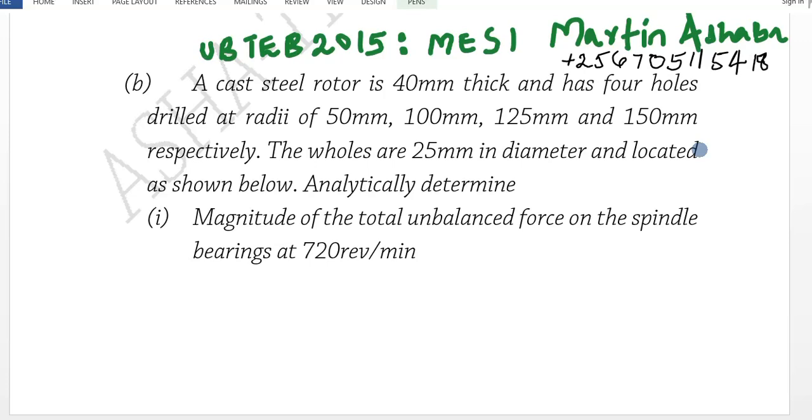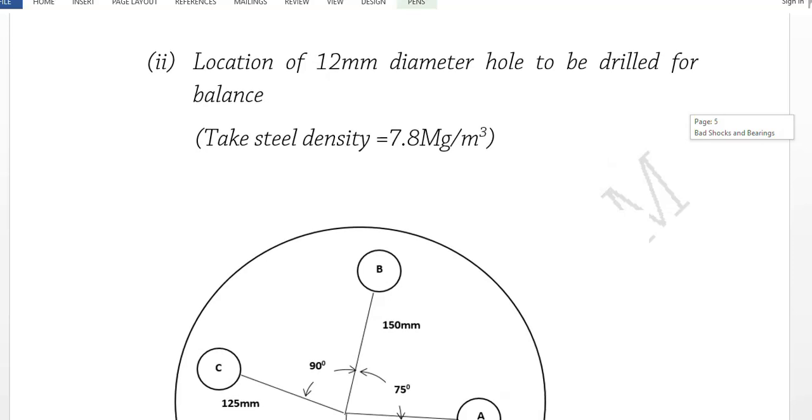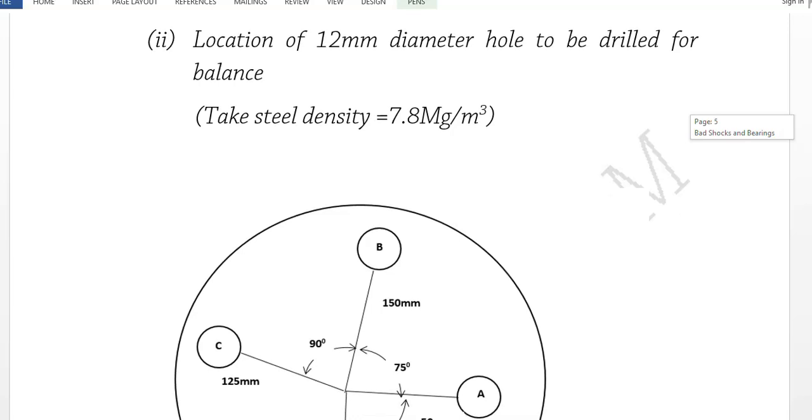A cast steel rotor 40 mm thick has 4 holes drilled at radii of 50 mm, 100 mm, 125 mm, and 150 mm respectively. The holes are 25 mm in diameter and located as shown below. Analytically determine the magnitude of the total unbalanced force on the spindle bearings that are rotating at a speed of 720 revolutions per minute, and also determine the location of a 12 mm diameter hole that can be drilled for balance, taking the density of steel as 7.8 megagrams per cubic meter.